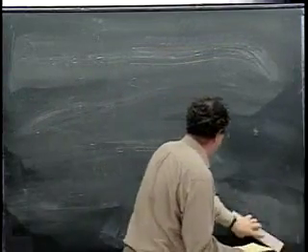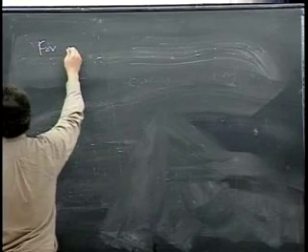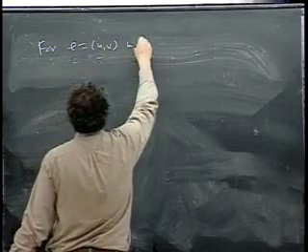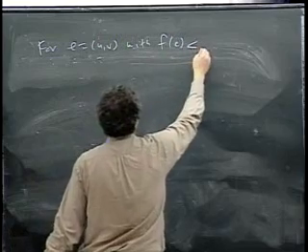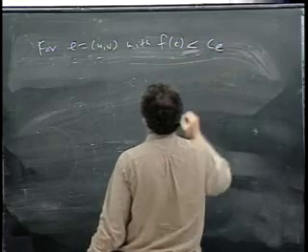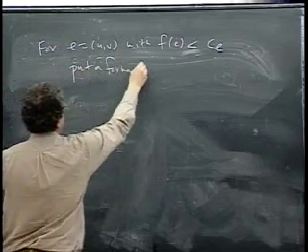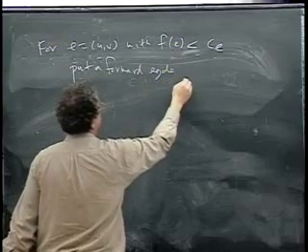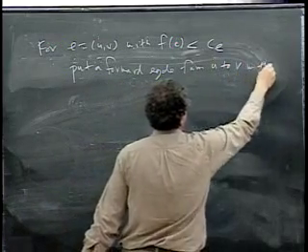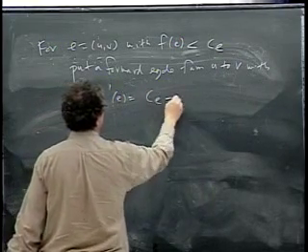And then we'll put another type of edge in there, or other types of edges. For E equals UV with F of E less than capacity of E, put a forward edge from U to V, and its residual capacity of E is going to be equal to C of E minus F of E.